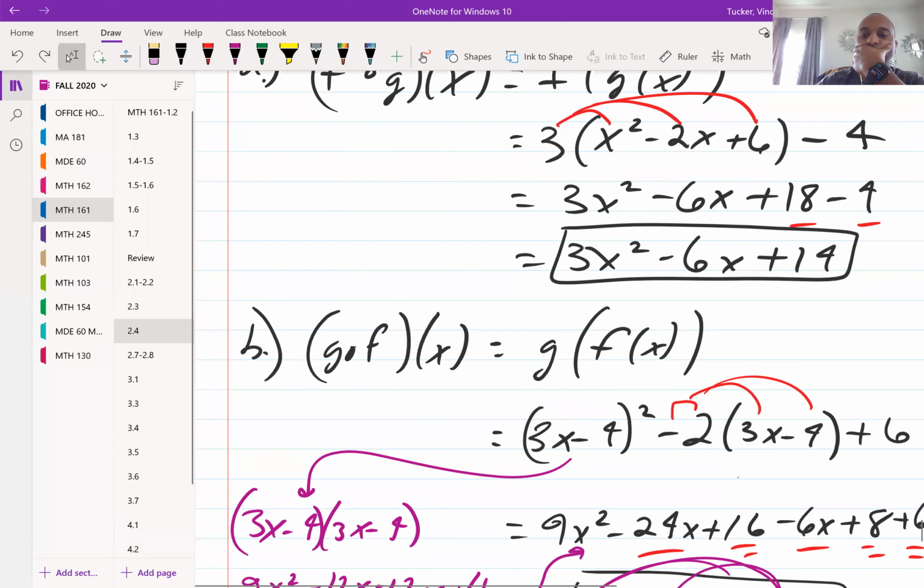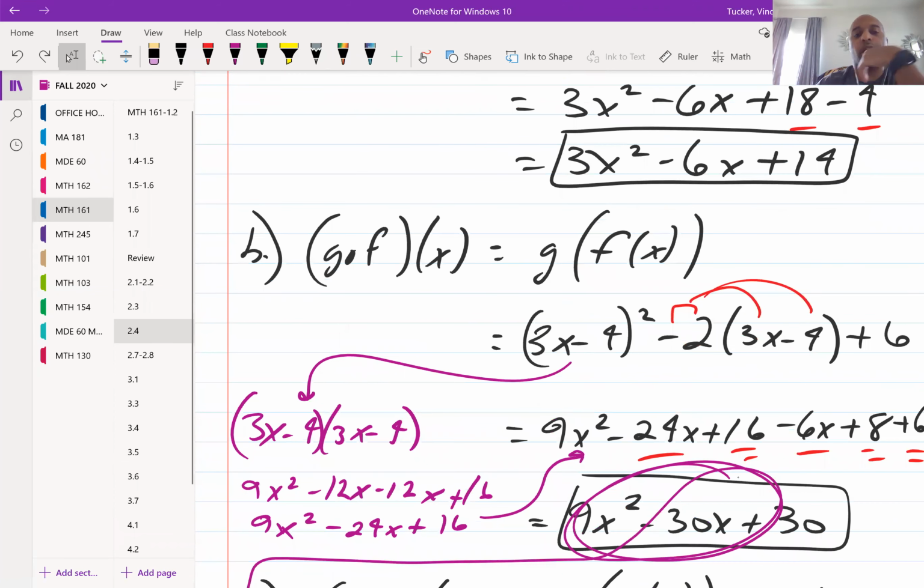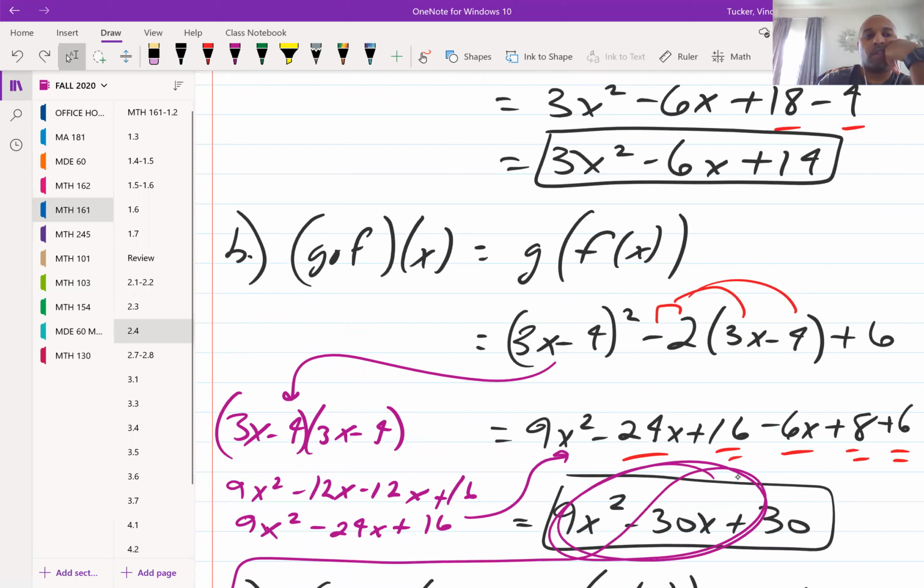So then we distribute that negative 2. And also, don't forget here, it's 3x minus 4 squared. So I did that work over here. You cannot just square the 3x and the 4. You have to expand that out. It's 3x minus 4 times 3x minus 4. So you have to FOIL that out.